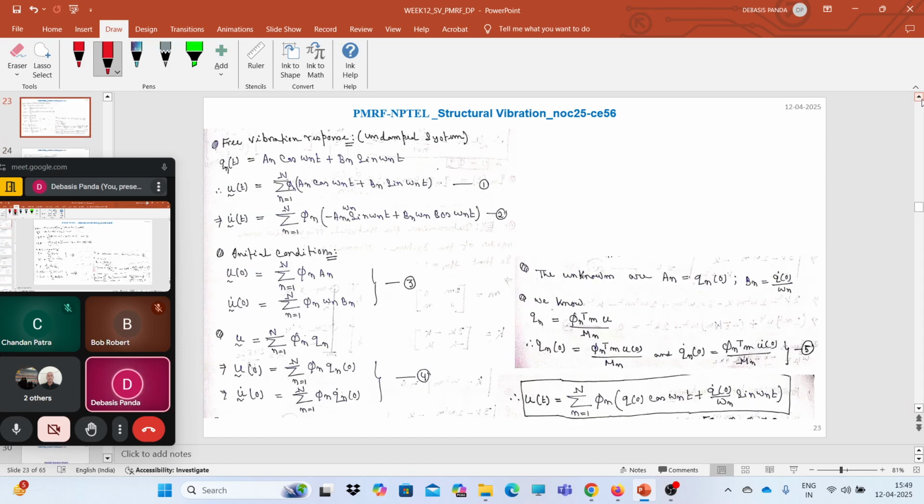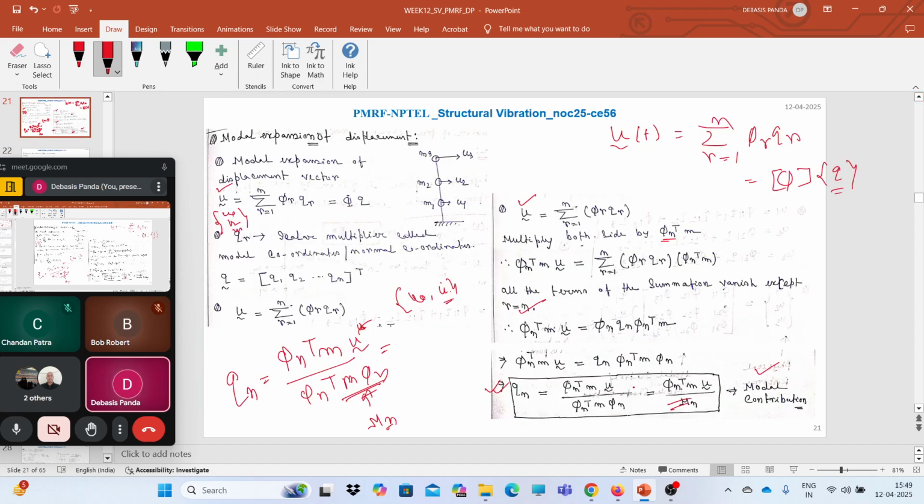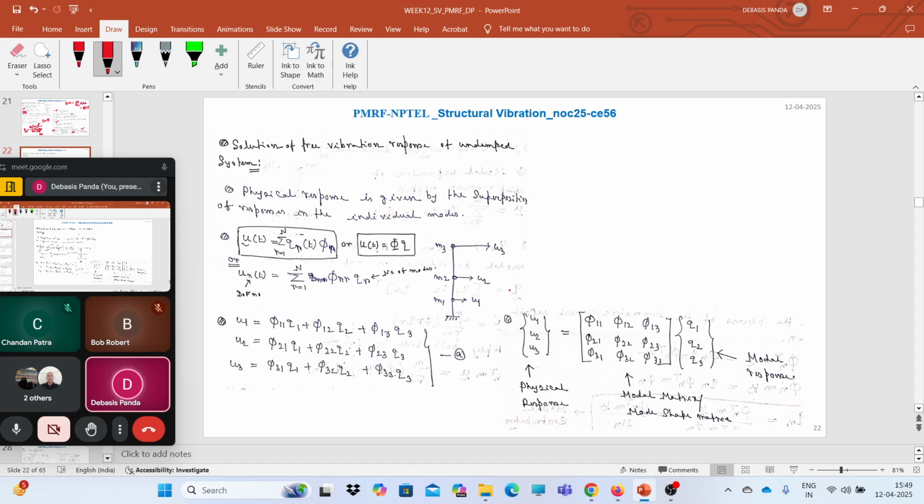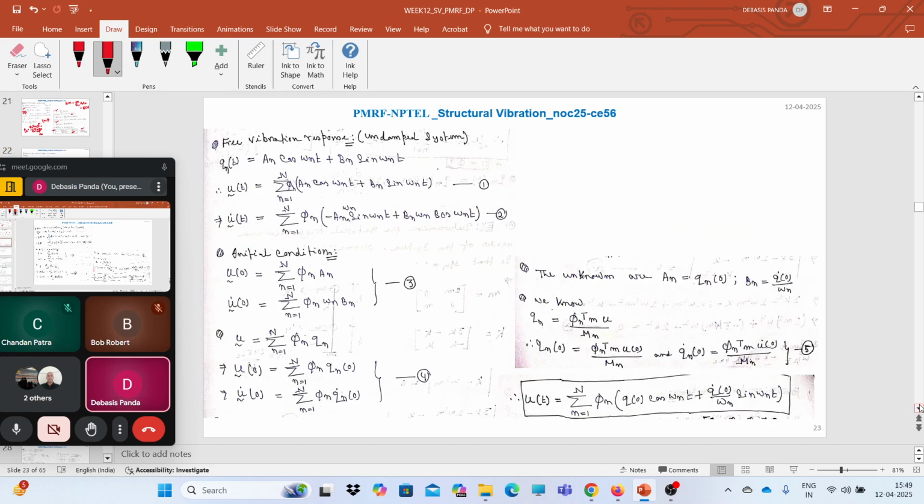I have added much more problems, don't worry. So recall this, we need this formula also. Now we have solved how we can get the responses for this physical response. U vector is the mode shape matrix, like you have already written it like this, phi matrix multiplied by q vector. So we can have these simultaneous equations. Once we solve them, we can easily get the physical response as per the modes, right?